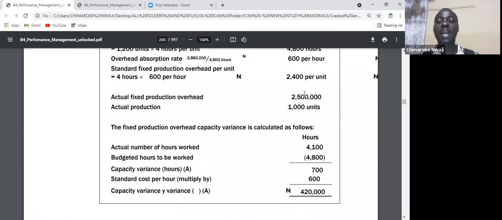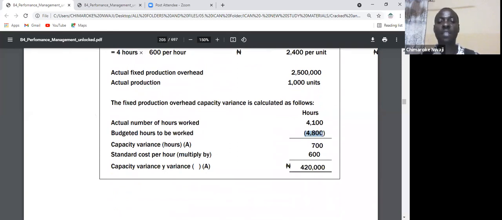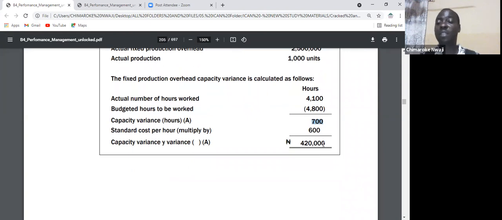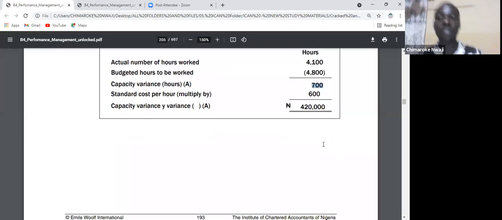It means that we planned 4,800. That is the amount that will be budgeted. But what was actually worked is 4,100. Now the difference between the actual hours worked and the budgeted hours worked is 700 hours, which is the capacity variance. Now, when we multiply it by 600 naira, which is the standard cost, we have an adverse variance of 420,000 naira. That's the difference, because we are explaining how we got our 480. So we saw 420 now and 60 the other time. So that's it.